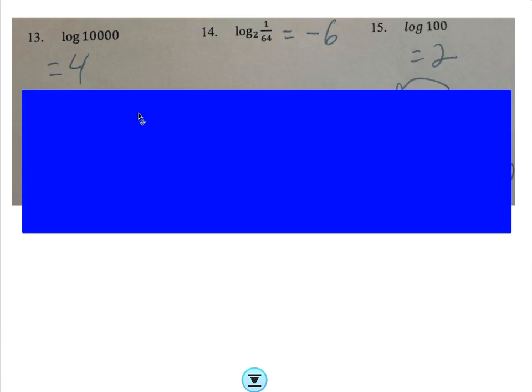Number 13, log of 10,000. Remember, if there is no base, that is our common logarithm. So this is saying 10 to what power is 10,000? That's 4. For 14, 2 to what power is 1 over 64? If it was just 64, the answer would be 6, but because it's 1 over, it's negative 6. And then log of 100, this is 10 to what power is 100? That's 2.